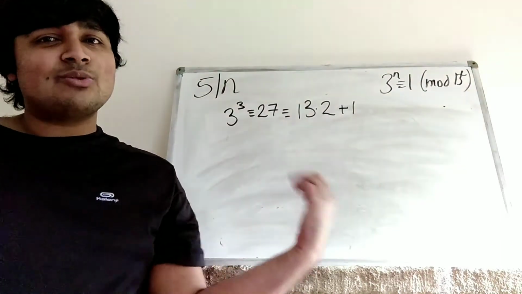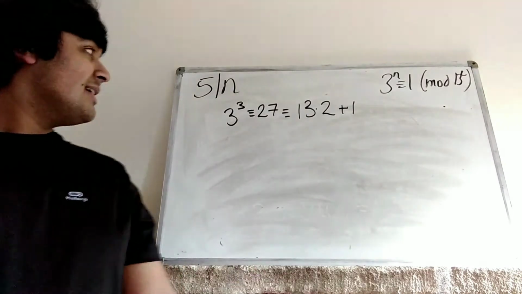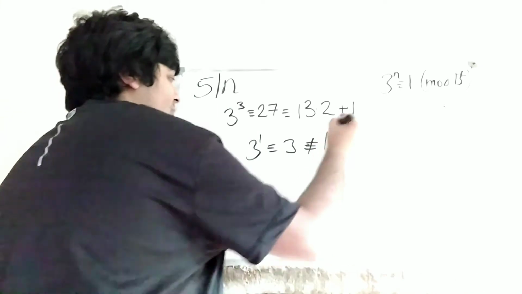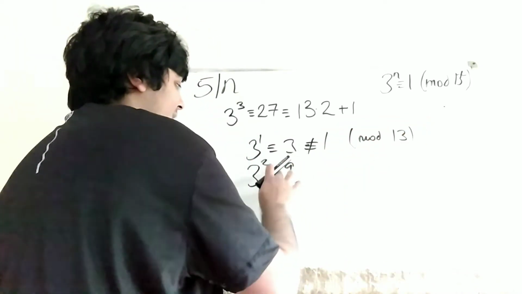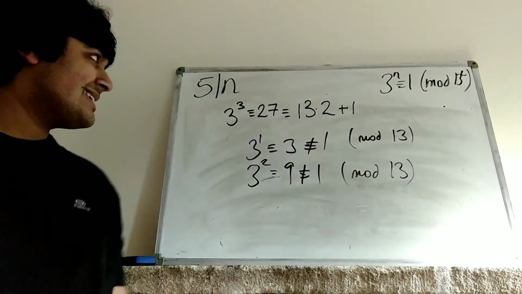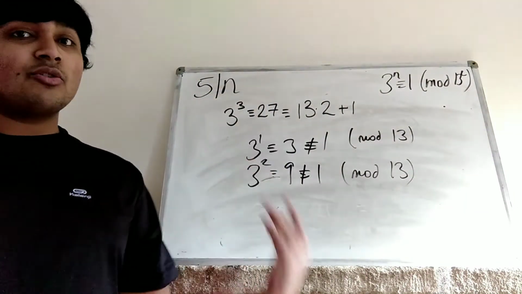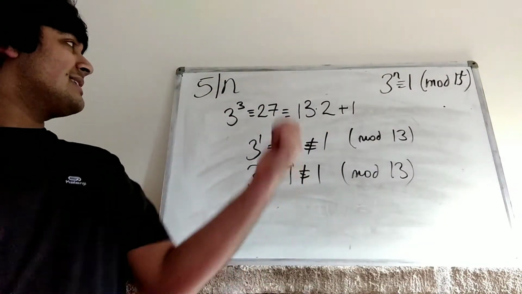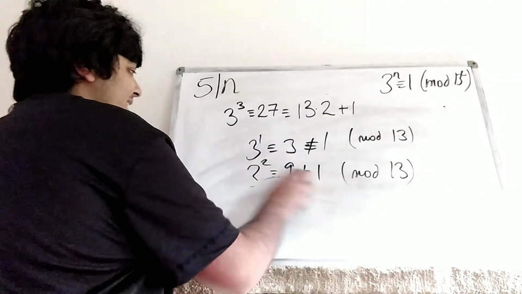If 3 to the n is congruent to 1 mod 13 squared, then certainly 3 to the n is congruent to 1 mod 13. Now of course 3 to the 1 is 3, and that is not congruent to 1 mod 13, and 3 squared is 9, which of course is not congruent to 1 mod 13. So that tells us that the smallest power of 3 that is congruent to 1 mod 13 is 3. Using a similar argument to what we had before, we must have that n is a multiple of 3.